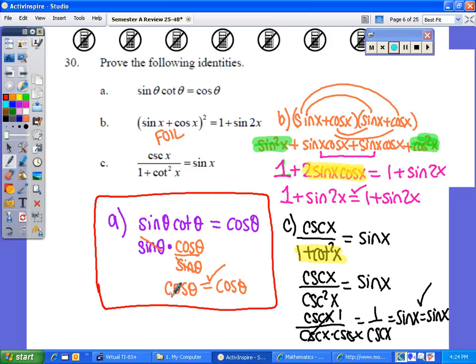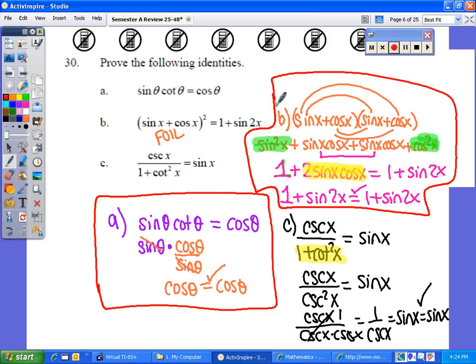Same thing over here. Notice when you see a 2 on the outside of a binomial, which is two terms being added, you have to actually FOIL it out. First, outer, inner, last. So when I FOILed it out, I had two identities in here. I had the trig identity here, which equals 1, and this is the double angle identity for sine. So I wound up getting the same thing on the left as I got on the right. So this is the answer to part B.